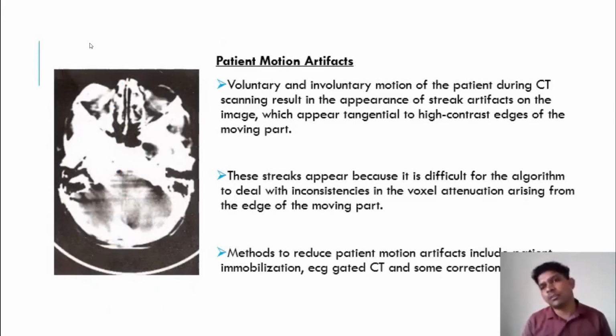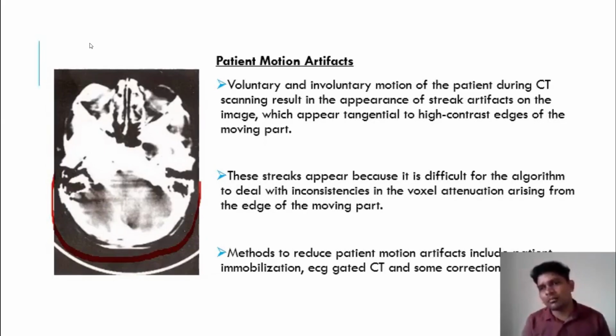So we will start with patient motion artifact, which is due to the patient's movement. You can see in the image that there are motion artifacts in the patient's posterior fossa. Due to this, all the information of the pons, midbrain, and cerebellum is lost.